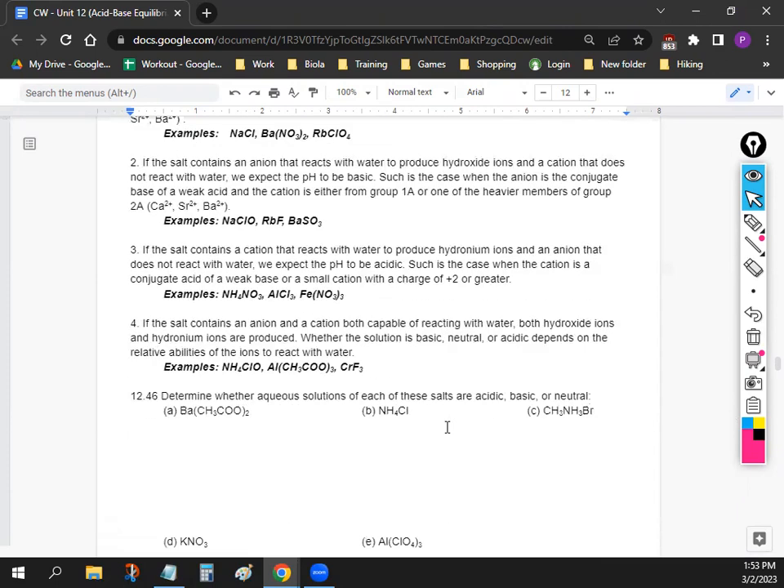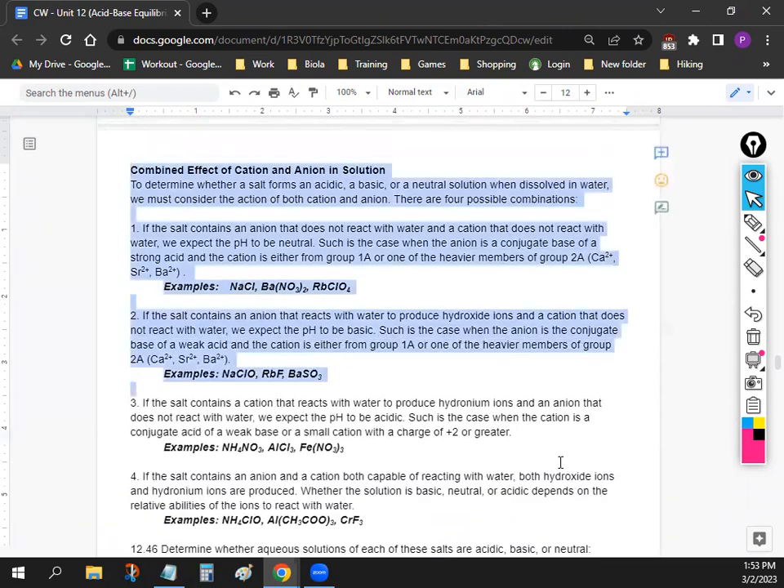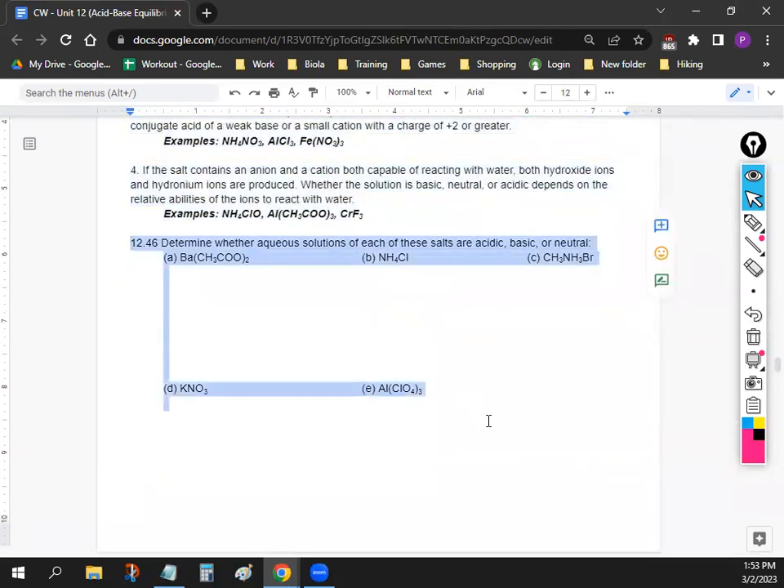And so just one more thing to read. These are just some rules to keep in mind, okay? So this is how different cations, anions, and different quantities of them will affect the solution. And then we'll come back and do 12.46 together next time, okay?